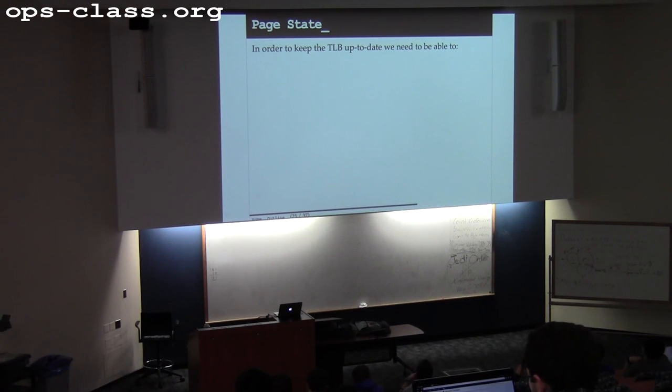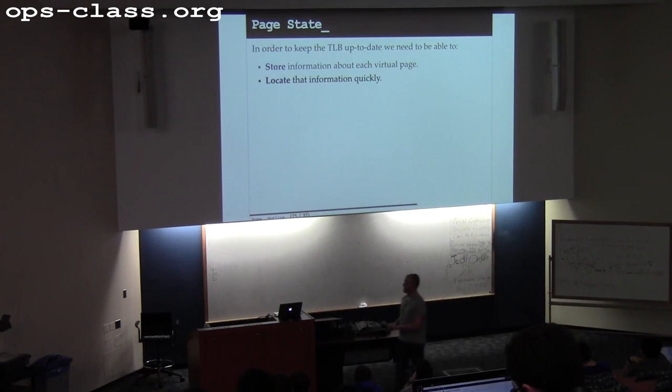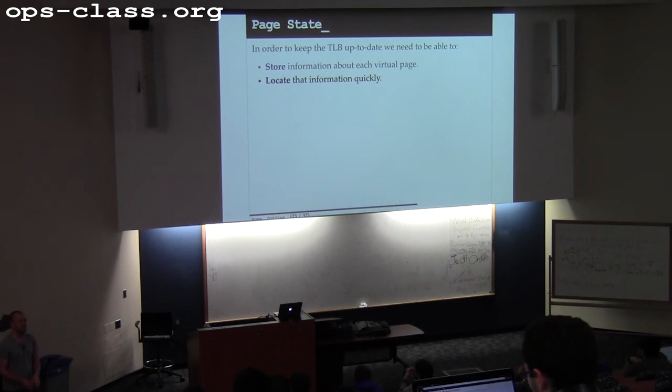Now here's the challenge, right? Here's the state maintenance challenge. So you can think about it this way. When the TLB creates an exception, the kernel needs to be able to answer questions about address translations. So first of all, I need to make sure I can store those translations compactly, and I also need to be able to locate the information rapidly. Because this is another source of overhead in the operating system.